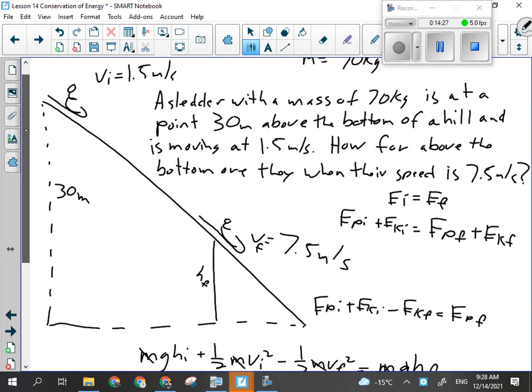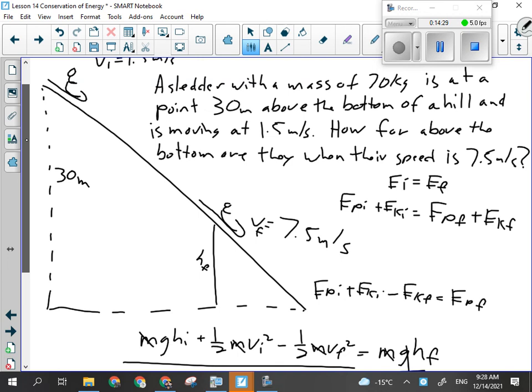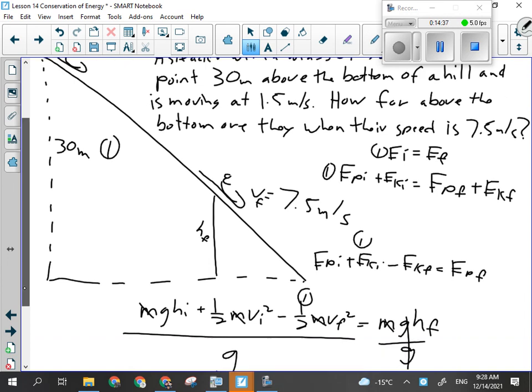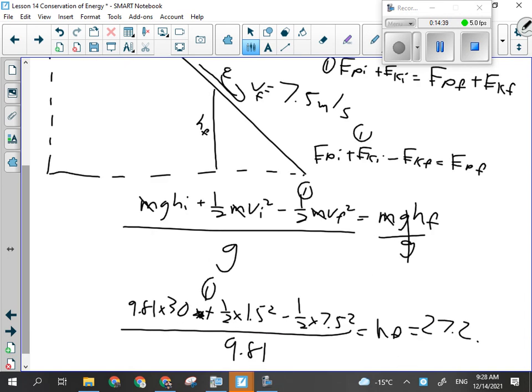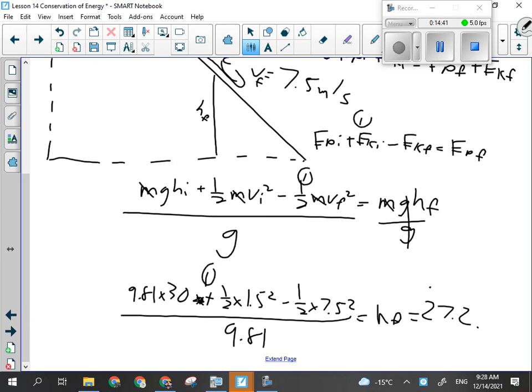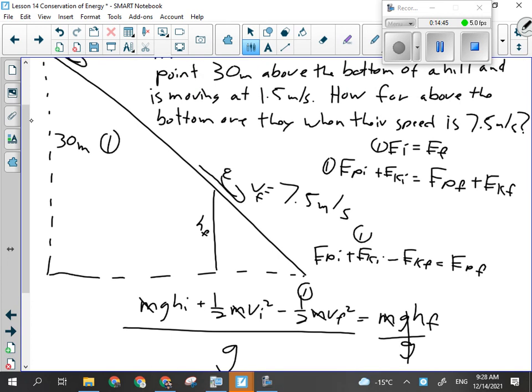Sometimes I give marks for everything. So I would give a mark for Givens. If I was being super generous, a mark for Givens, a mark for this step, a mark for that step, a mark for plugging in the numbers, a mark for the answer. What is that, 8? 1, 2, 3, 4, 5, 6, that's 7. So between 6 and 8.